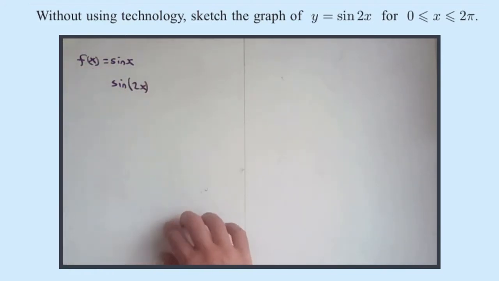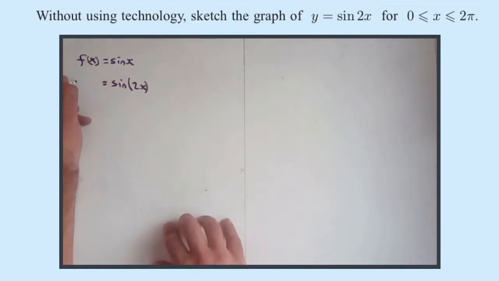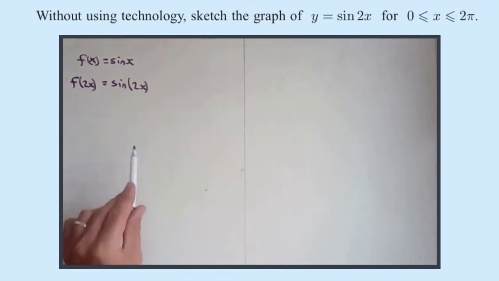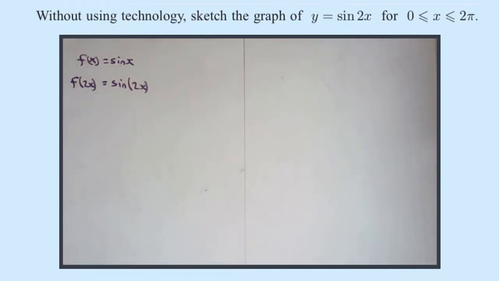is f of 2x. What I mean by that is you're changing the input before you're applying the function to it. So it's like the thing that you're putting into the function. The initial function is to take the sine of an input x, right? What we're doing here, we're doubling x and then we're taking the sine of it. So you're adjusting the input.